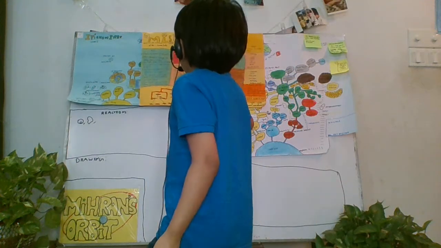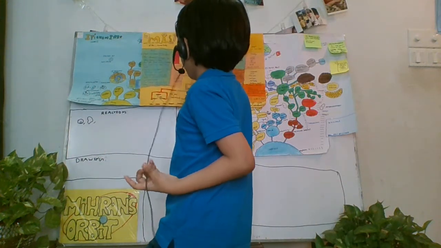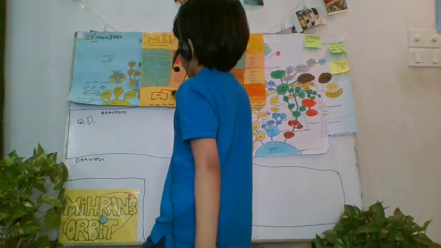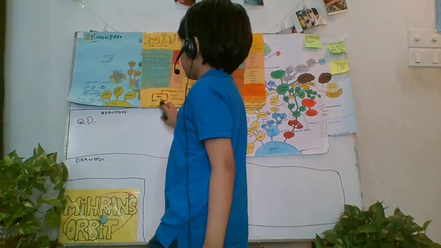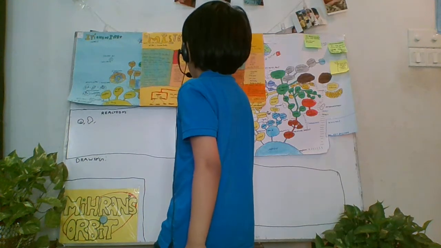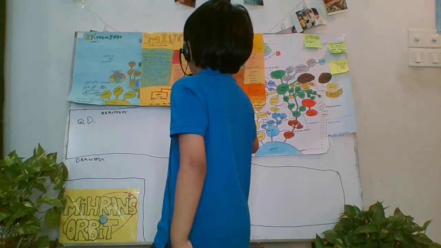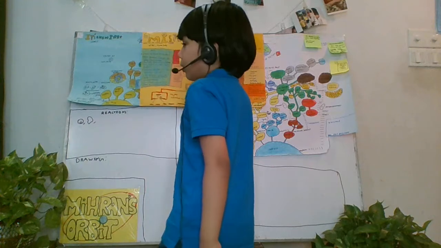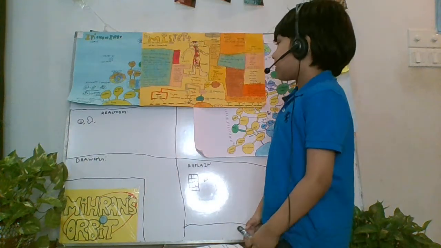Okay, let's go to the bones part first, because the bones part produces the blood processes. So these lines are connected to both here and there. So it is a two-way route.